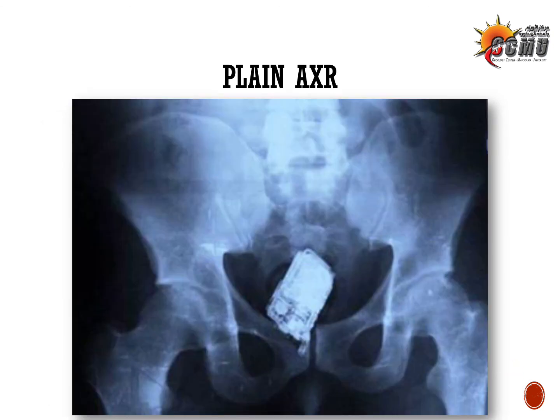And this man was a smuggler. He was arrested in prison, and he had signs of abdominal pain and so on, and bleeding. And on X-ray film, it has shown that there is a phone smuggled in his rectum. He didn't want to lose contact to the outside world.